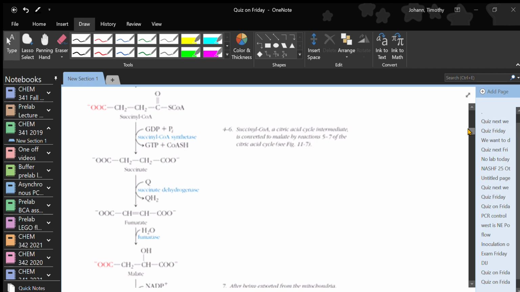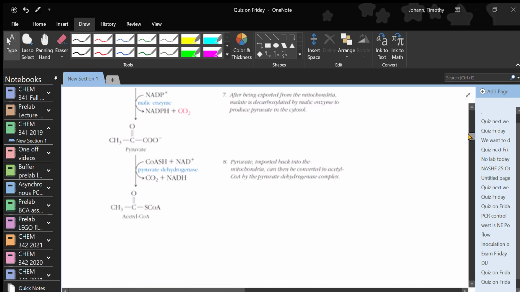But so we get here. There's that GTP, right? That we get to see in the citric acid cycle. There's our ubiquinol. So it's all in the mitochondria, all the way down here. Everything here is inside the mitochondria. This is the pyruvate dehydrogenase complex.